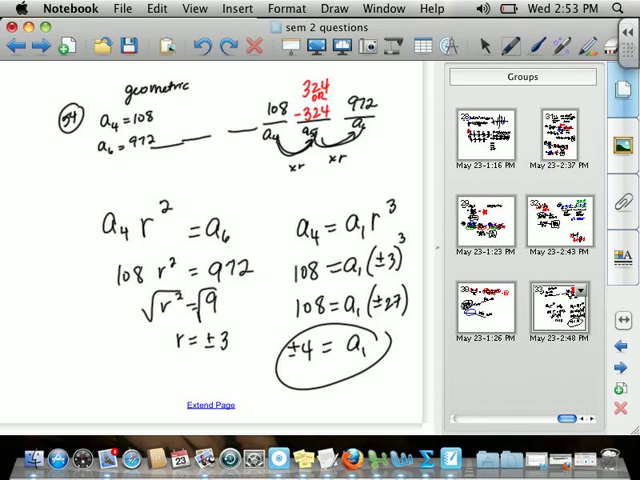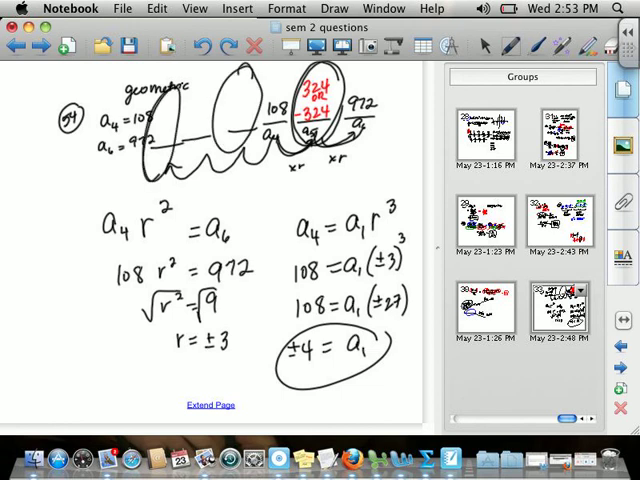So basically what's happening, if you went backwards, you could always divide by 3, divide by 3, divide by 3 to get back. Basically every odd term, so a5, a3, a1, could have 2 answers. You could have plus or minus for each odd term.